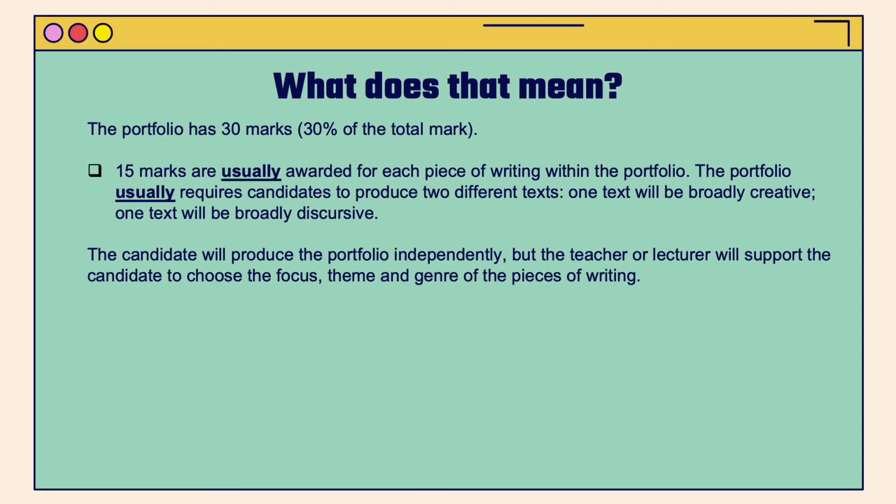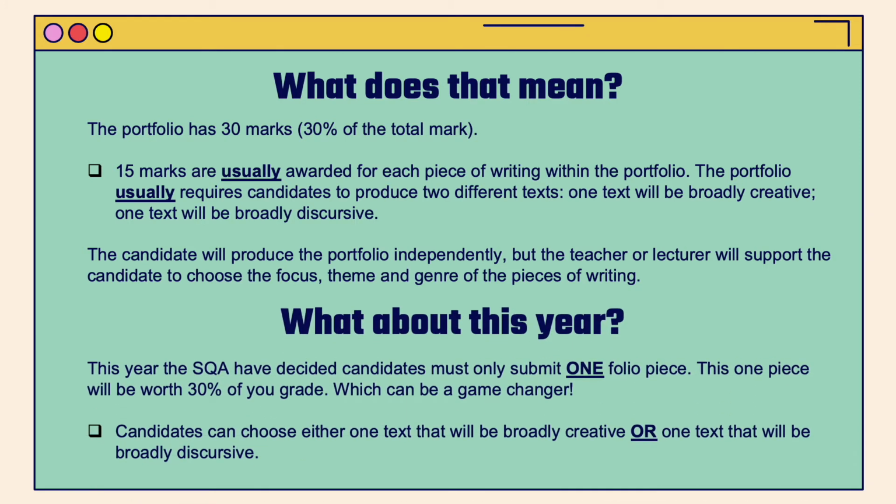However, this year is a little bit different. This year, the SQA have decided candidates must only submit one folio piece. This one piece will be worth 30% of your overall grade, which can be an absolute game changer, okay? Candidates can choose either one text that will be broadly creative or one text that will be broadly discursive.